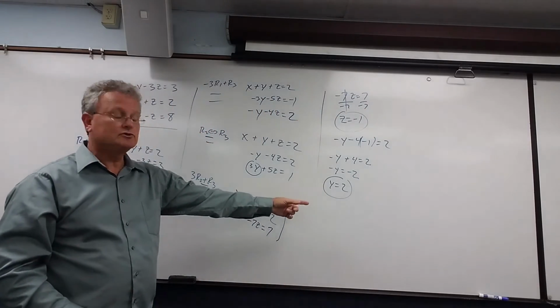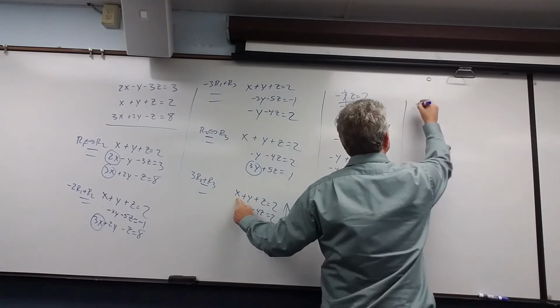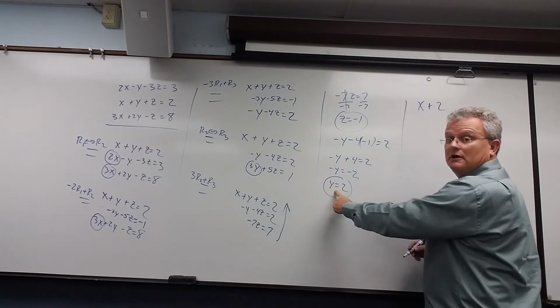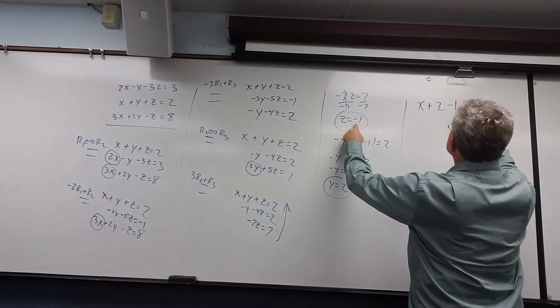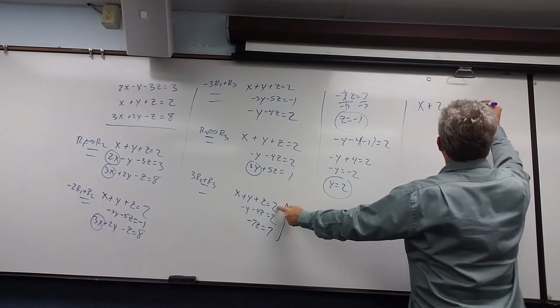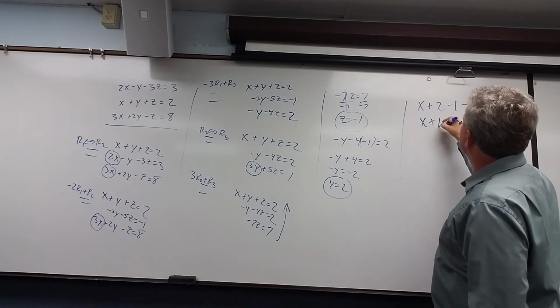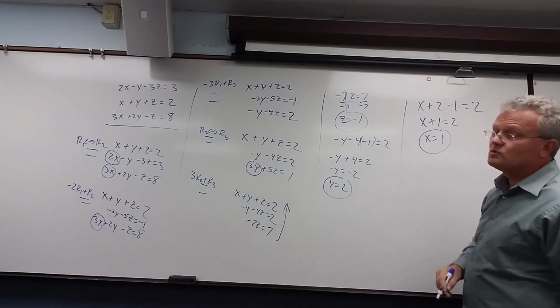Now we take those two and plug them into the first equation. So we have x plus y, but y is 2. And then we have plus z, z is -1, and that's equal to 2. And then we just solve this. This is a 1, subtract 1, and we find x is 1.